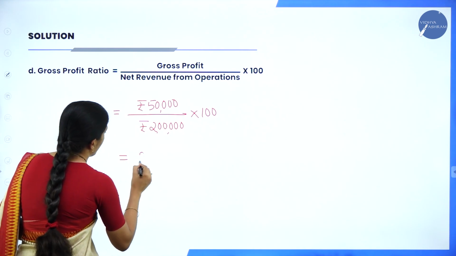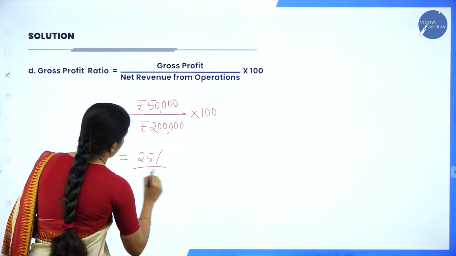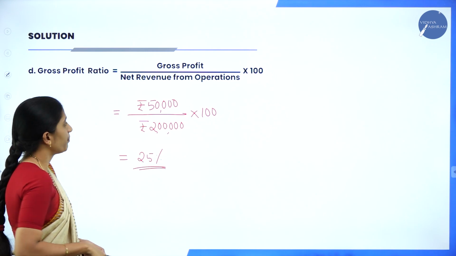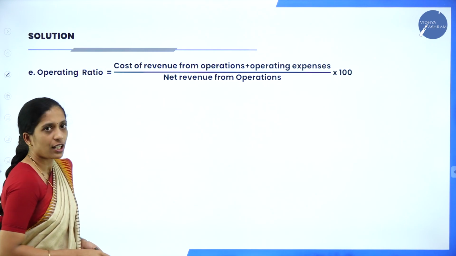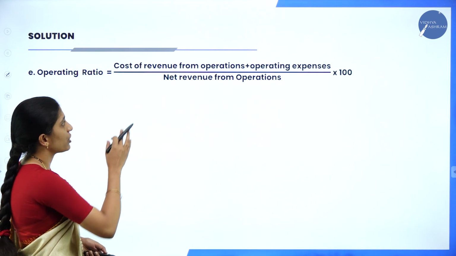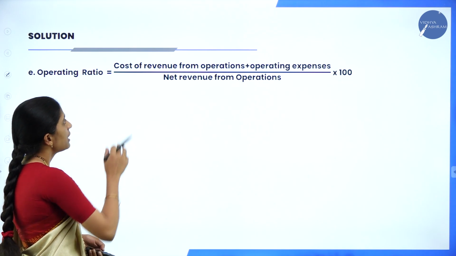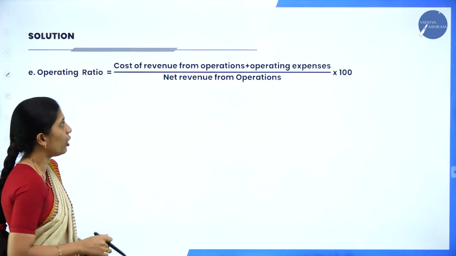So this will be 25%. This is the gross profit ratio. Moving on to the next one, operating ratio. This is cost of revenue from operation plus operating expenses divided by net revenue from operation.